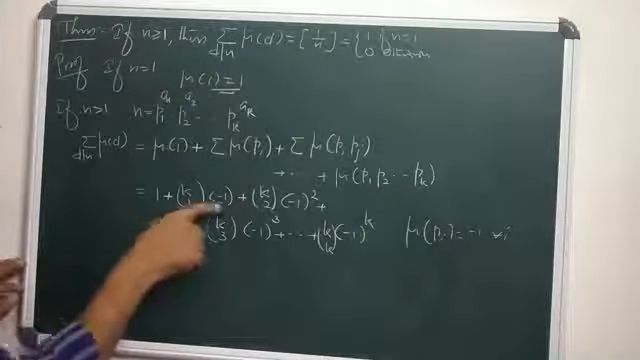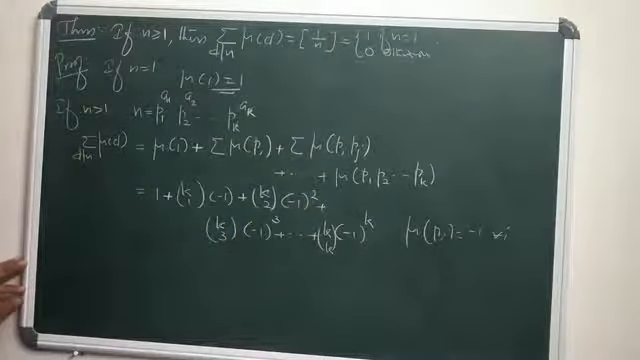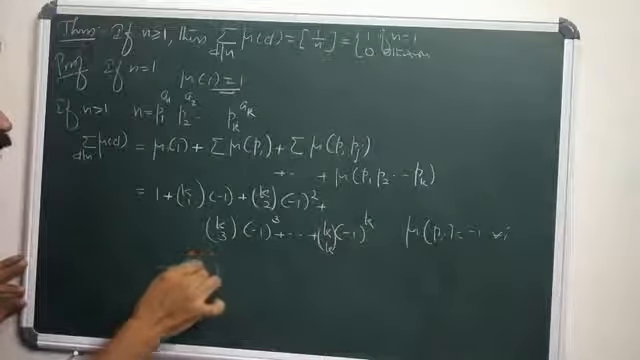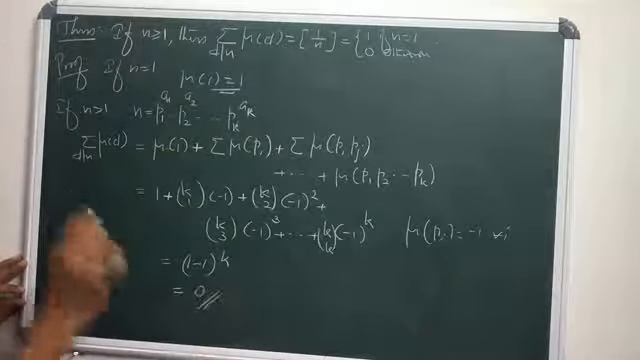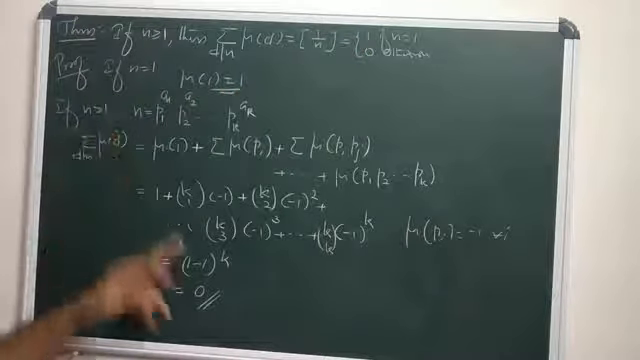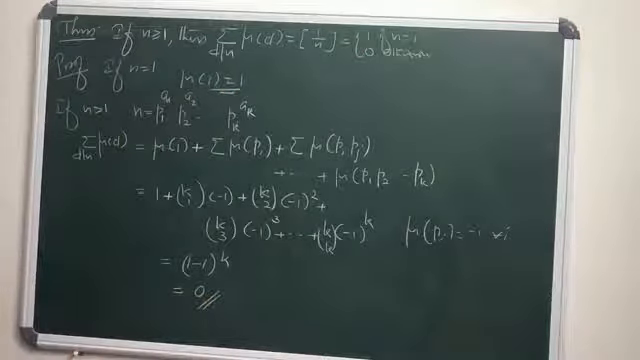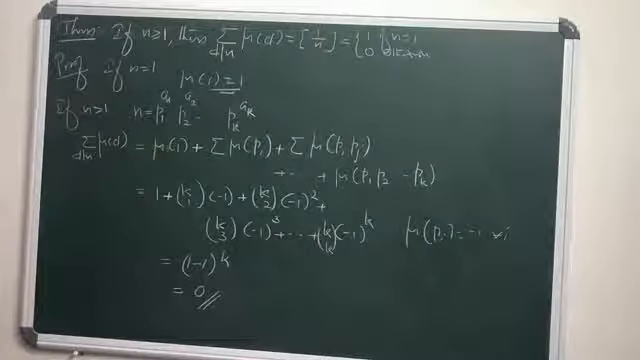So it is 1 plus kC1 into minus 1 plus kC2 into minus 1 whole square plus etc. plus kCk into minus 1 power k, which equals 1 minus 1 whole power k by binomial expansion. That equals 0. So when n equals 1, the result is 1. When n is greater than 1, sigma d divides n mu of d equals 0. This is an important result. That is, if n is greater than or equal to 1, then sigma d divides n mu of d equals the greatest integer of 1 by n, that is 1 when n equals 1, and 0 otherwise.